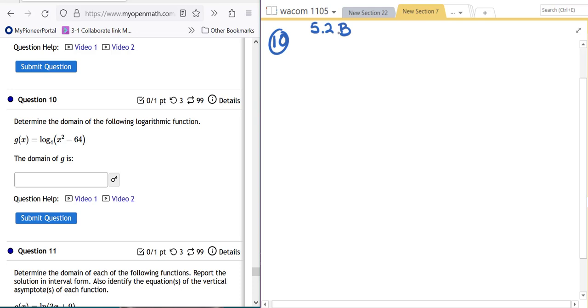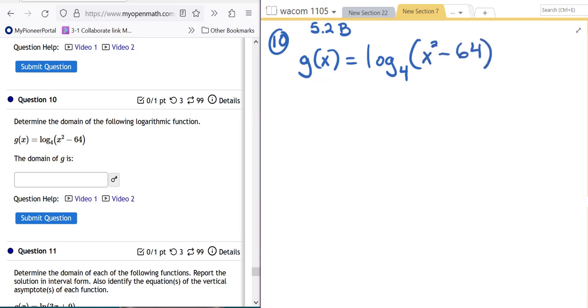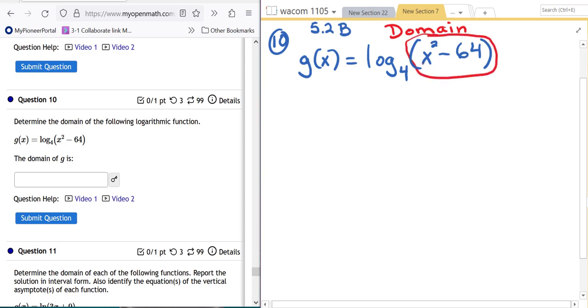All right, and we want to determine the domain of log base 4 of x squared minus 64. So the question is domain, and your rule is that whatever you're taking the log of, it doesn't matter about your base, this has to be greater than 0. So x squared minus 64 must be greater than 0. Can't equal 0, must be greater than 0.